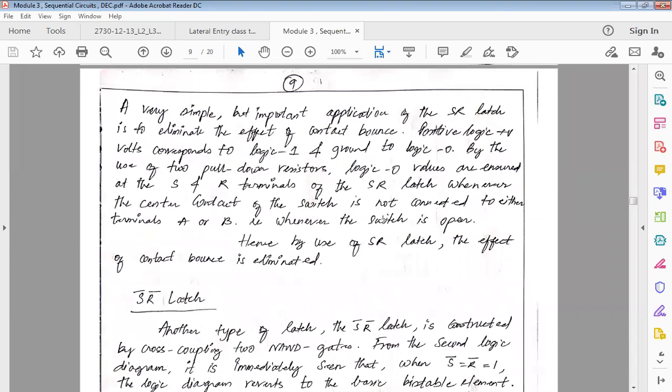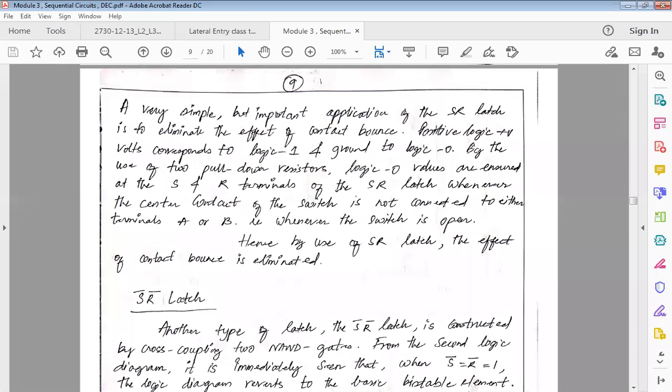In the theory that I have written, a very simple but important application of the SR flip-flop, or SR latch, is to eliminate the effect of contact bounce. So this is our point of interest. We do not want these spikes happening. We do not want the ups and downs. We do not want ones and zeros happening instantaneously. We just want either one to be constant, or we want zero to be constant for some amount of time. We do not want both the values happening at the same time instantaneously.